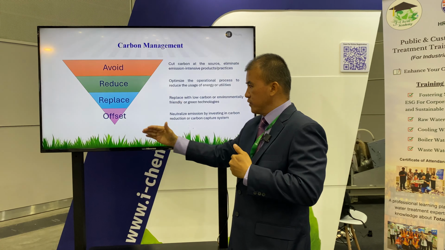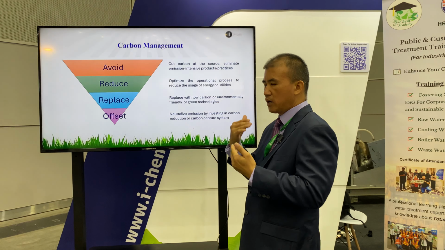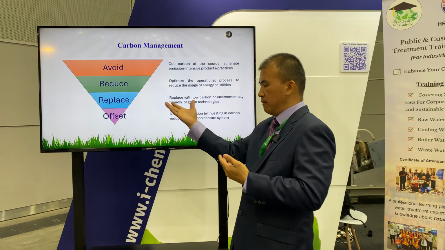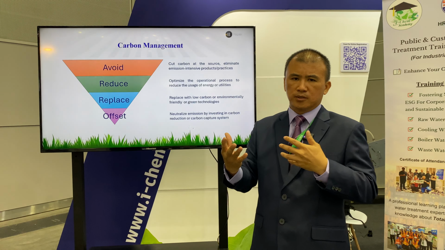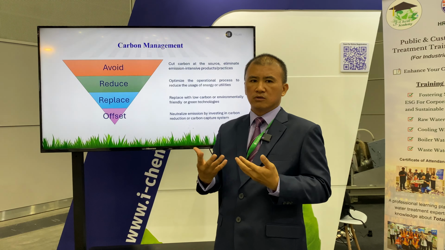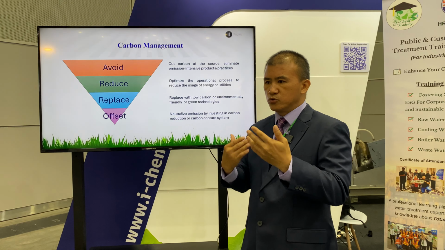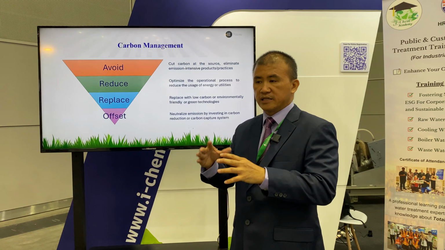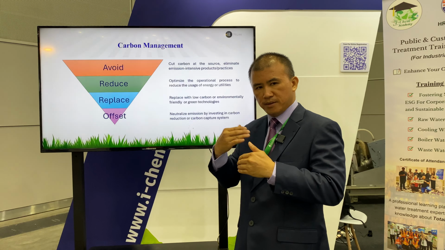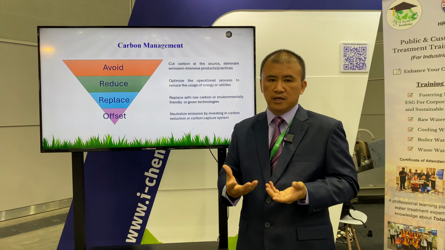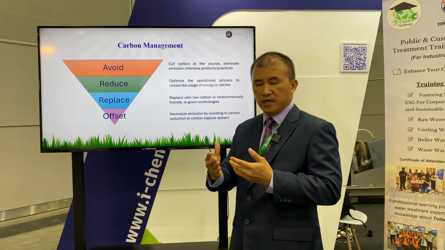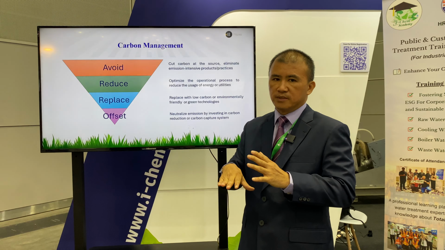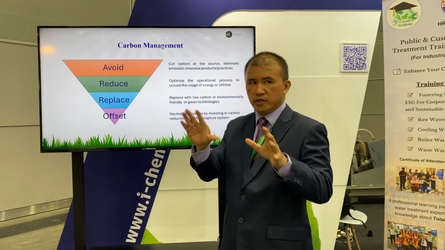And the third is replacement. So replace with low carbon or environmentally friendly or green technology. For example, nowadays a lot of people are talking about scheduled waste, hazardous chemicals. So now we try to replace some hazardous chemicals with green chemicals that can bring benefit to our environment. So this is for replacement. And from the process, we can identify which part we can use for replacement. This is for the team, we need to understand it.